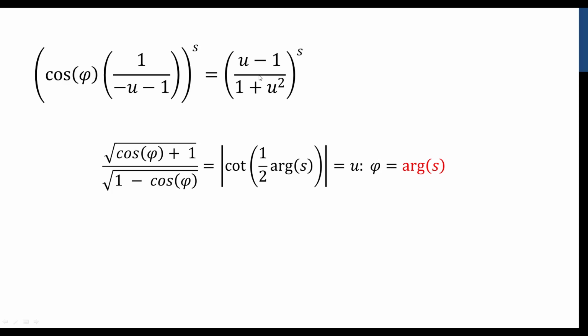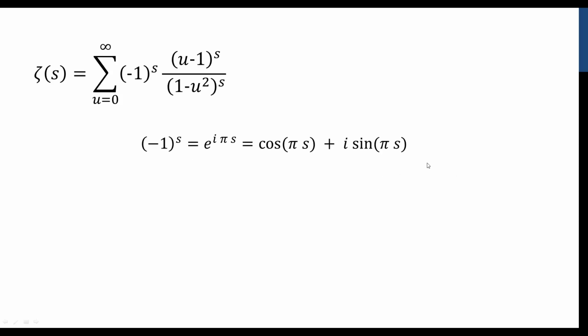When you do that, you get this equality, and where you can define u as the absolute value of the cotangent of 1/2 the argument, and phi becomes the argument of S. Now, we have turned that tangent half angle formula into an argument of S, and we get this zeta function out of it. This is the zeta function. It gives you all of the values of the zeta function, all right? And it's taken over u, which you can call n if you want, but I want to show you where it came from.